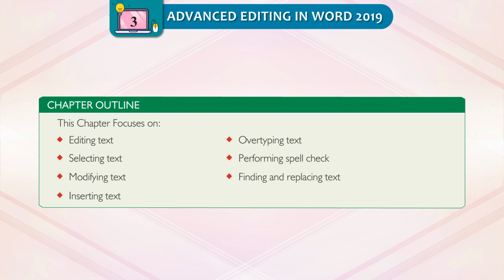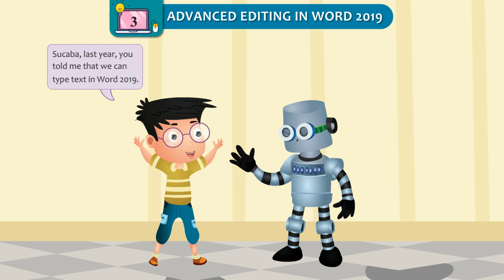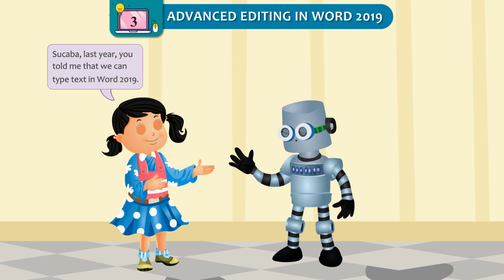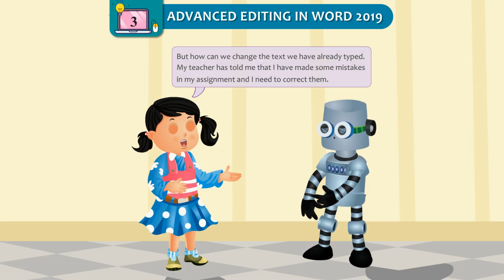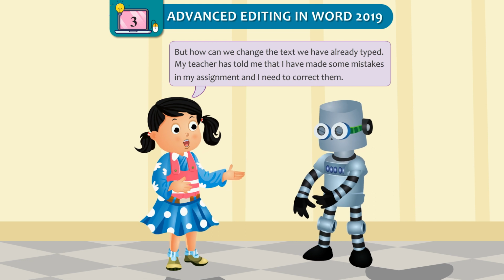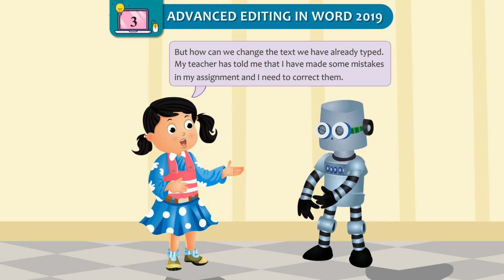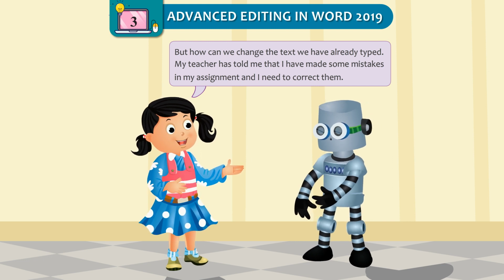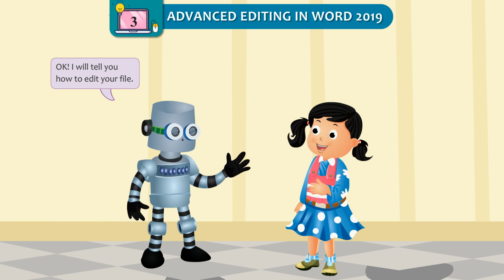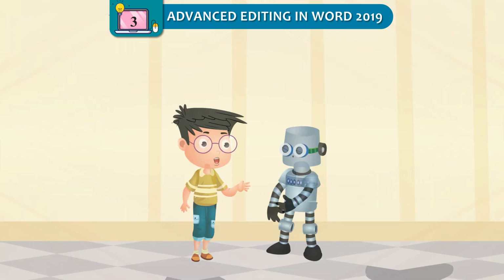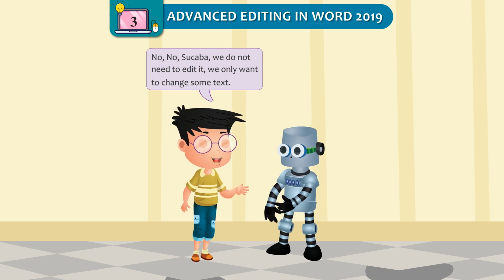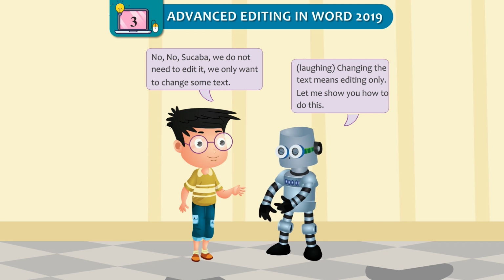Sukaba, last year you told me that we can type text in Word 2019. Yes. But how can we change the text when we have already typed? My teacher has also told me that I have made some mistakes in my assignment and I need to correct them. Okay, I will tell you how to edit your file. No, Sukaba, we do not need to edit it. We only want to change some text. Changing the text means editing only. Let me show you how to do this.